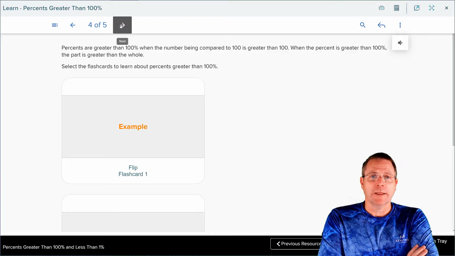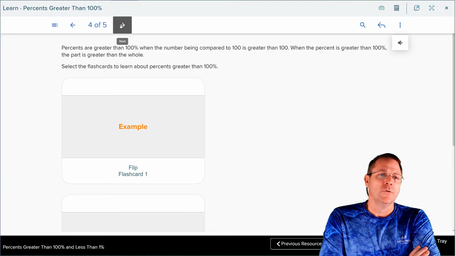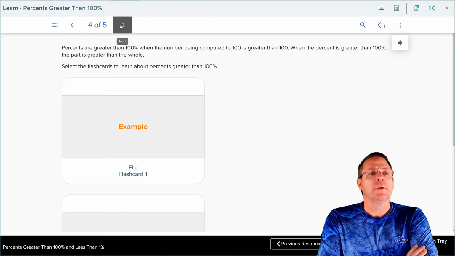That almost sounds like omniscient or something. The part is greater than the whole. You are more important than your entire team.